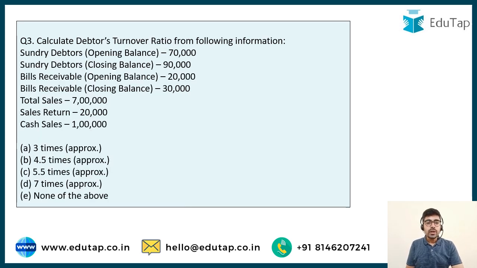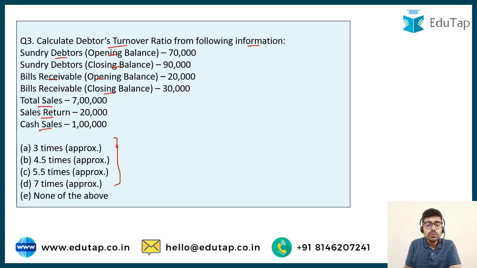Now let's move on to another very interesting problem that is given here. We have to calculate a debtors turnover ratio from the following information. Okay, now this information is with regard to debtors opening balance, closing balance, bills receivable opening balance, closing balance, the total sales, sales return and cash sales, and we are given different options as the answers.